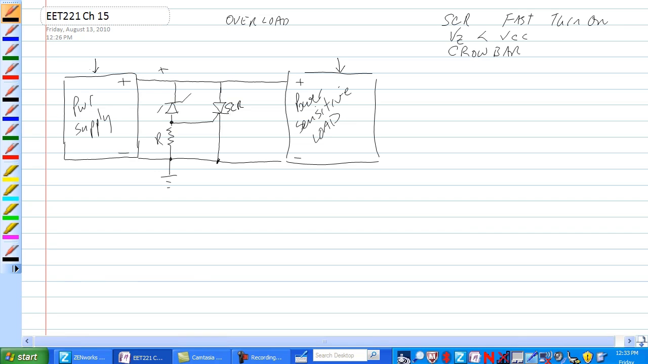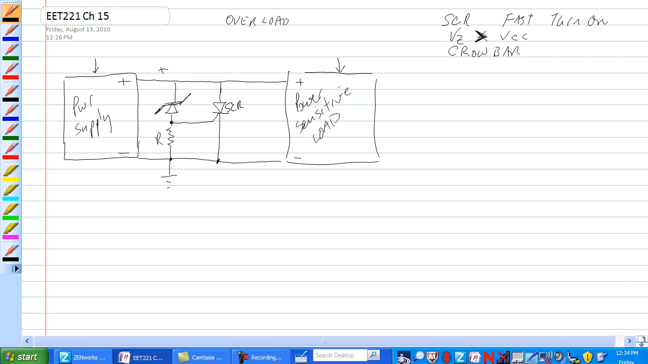equipment in the load. Crowbarring refers to like throwing a monkey wrench in the machine, like throwing a short across the terminals of your power supply to keep the power sensitive load from dying due to overvoltage. So this is generally set up so that a zener diode, that's this guy here, is higher in voltage than VCC.